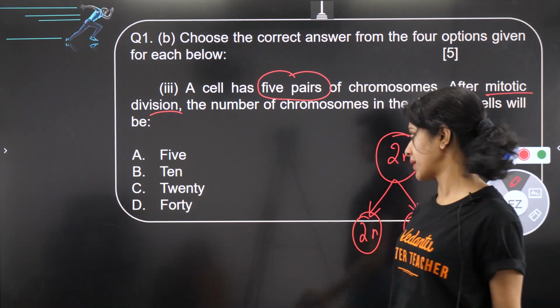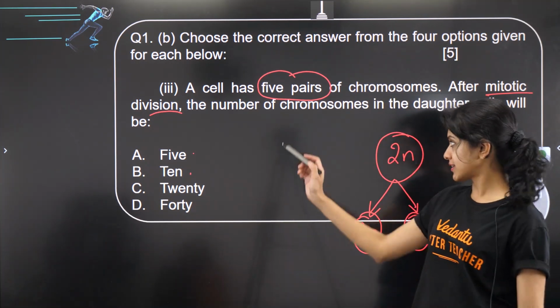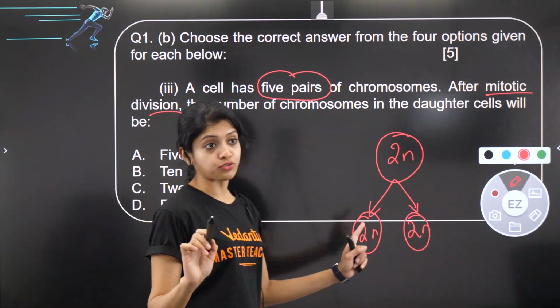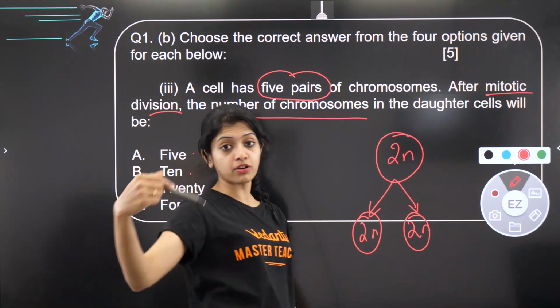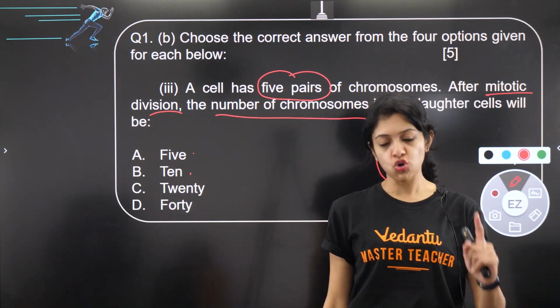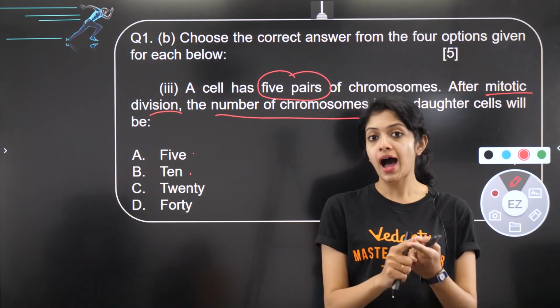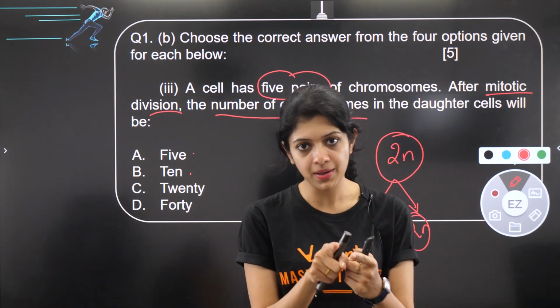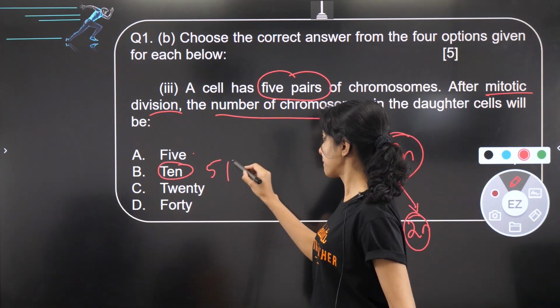The confusion is probably between 5 and 10. But read the question very carefully. It says the number of chromosomes. It doesn't say number of pairs of chromosomes. It just says number of chromosomes. So, considering that in a diploid cell, chromosomes are always paired up, the answer here would be 10, or 5 pairs.